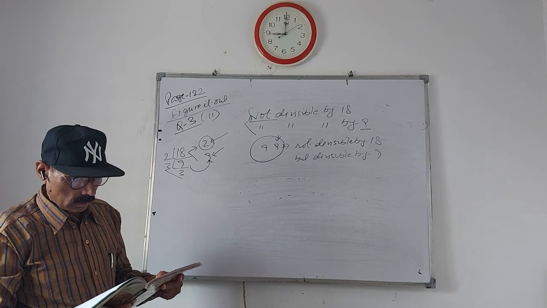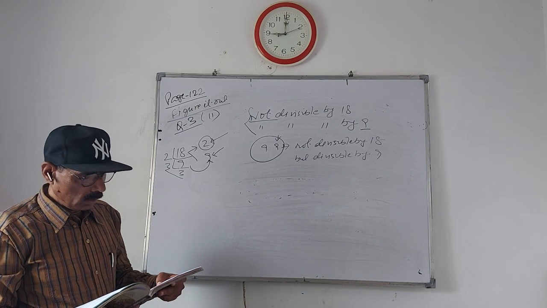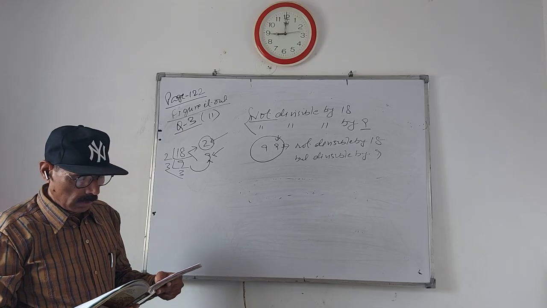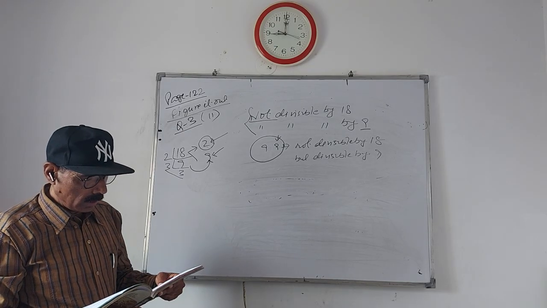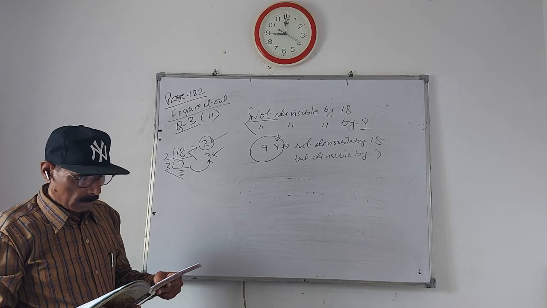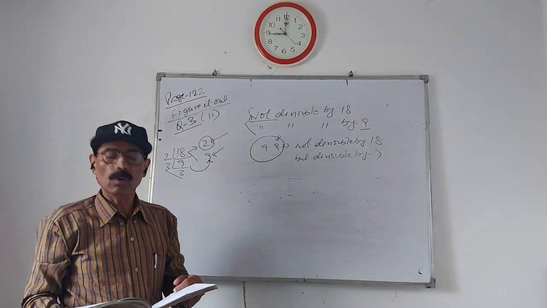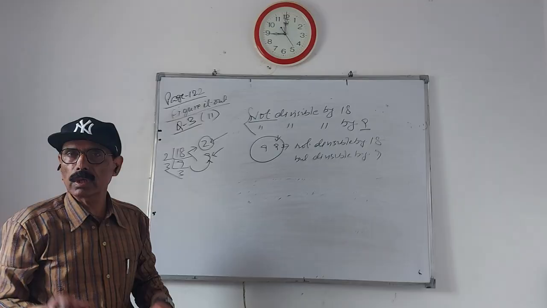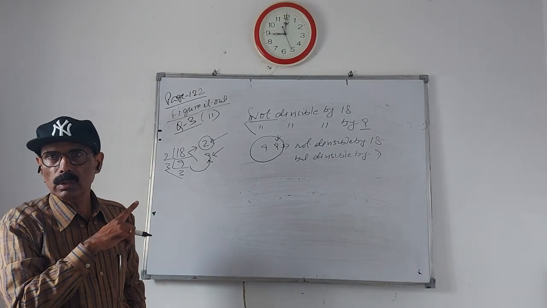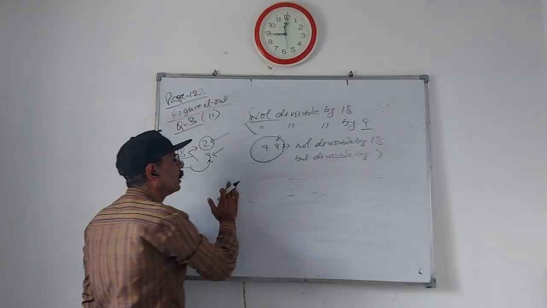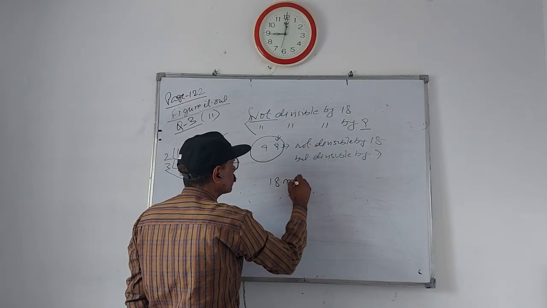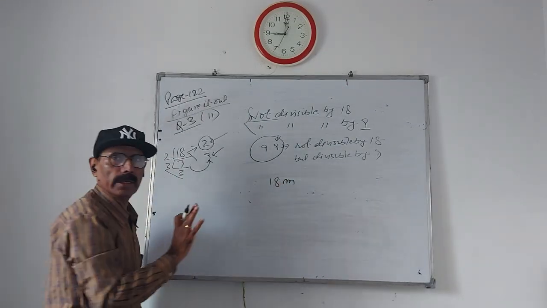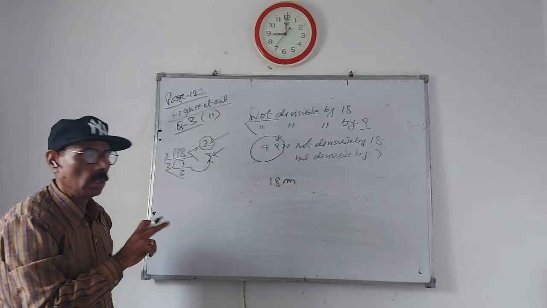Always. The statement is what? If the number is not divisible by 18, it is also not divisible by 9. With explanation. Now, with algebraic explanation also we can do. This we understood. Algebraic explanation. Number is not divisible by 18. Is this number divisible by 18? No.